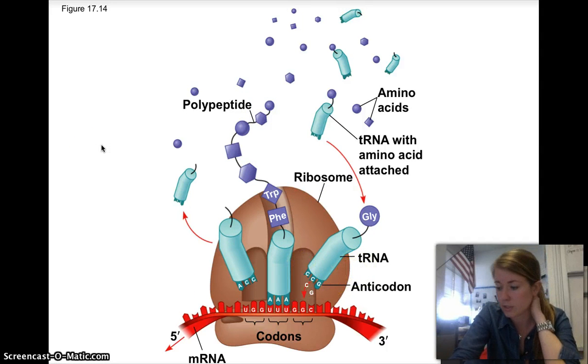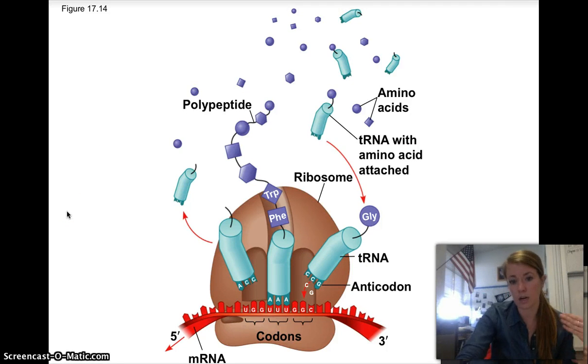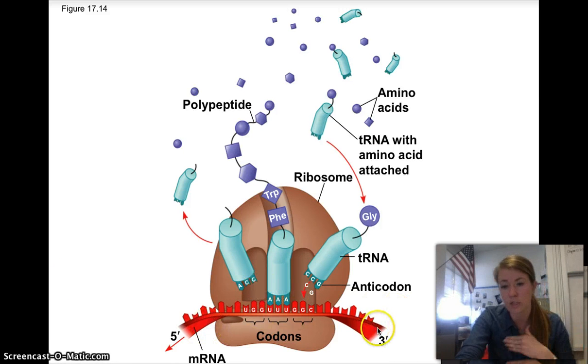And the tRNAs leave when they're done. So it is a process where the ribosome is reading the message and using the tRNA to translate it into a polypeptide.